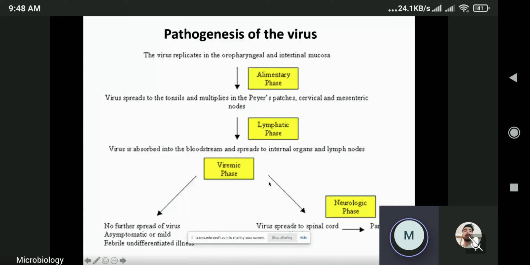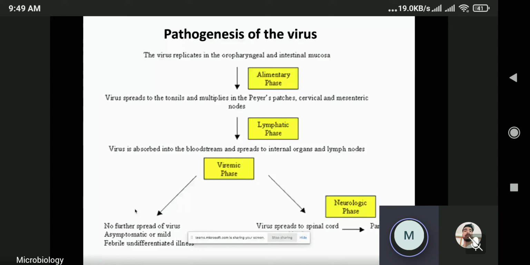95% of the cases, the virus does not further spread or multiply, and the patient might have some asymptomatic or non-specific features. Here the patient will have infection, virus will be present in the blood, but will not have any typical features. Some non-specific features or some undifferentiated clinical illness can be seen, but that automatically clears in most of the cases.